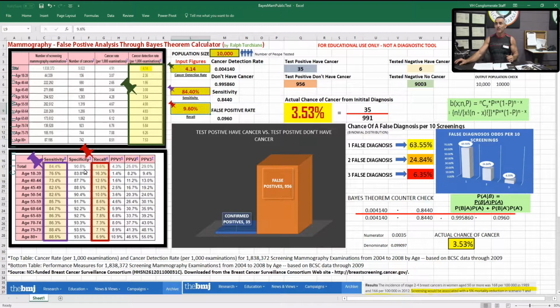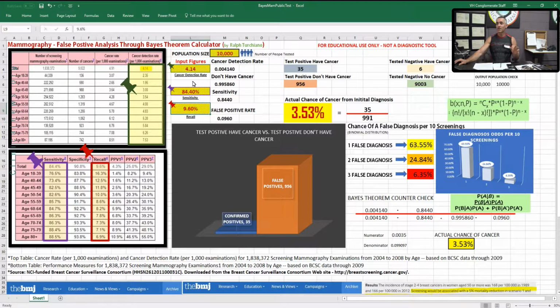The recall rate, or initial diagnosis, a false positive, whatever you want to call it, is 9.6%. These figures all come from the National Cancer Institute Breast Cancer Surveillance Consortium, and I'm also required to state where I get these figures from. Green pin, green box; purple pin, purple box; red pin, red box. All right, so let us begin.